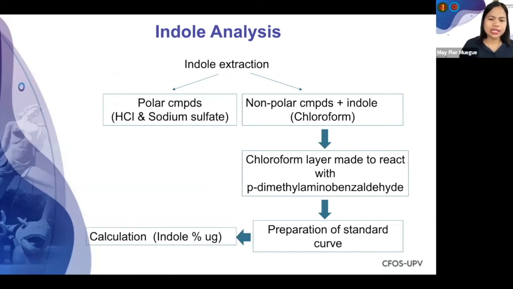So for indole analysis, this schematic diagram shows how you do indole analysis. First you extract the indole by steam distillation with alcohol. And then you'll be able to take the nonpolar compounds. That is in the chloroform layer, and this includes your indole. The other layer, discard it.